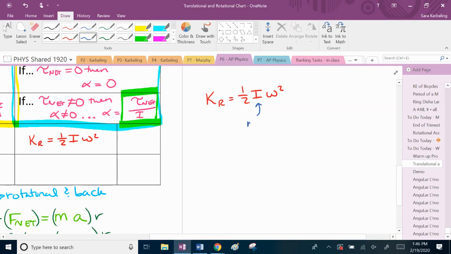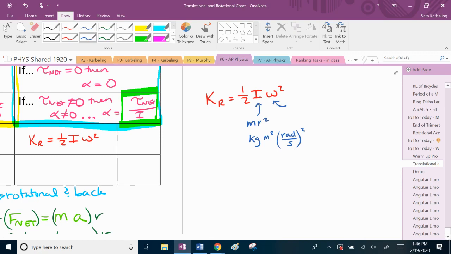I is mr squared, right? And so m is measured in kilograms. R is measured in meters, so that's going to be meters squared. What's omega? Radians per second. We're going to square it, so it's going to be radians squared per second squared, right? Okay, so we got a kilogram meter squared times radian per second all squared. What's that?